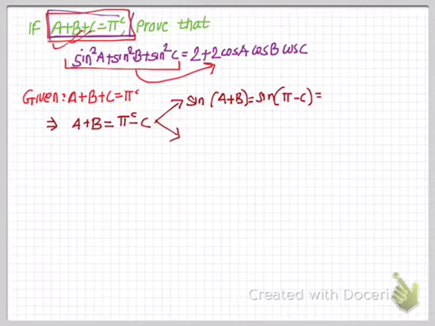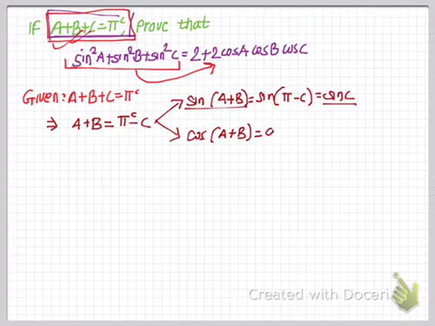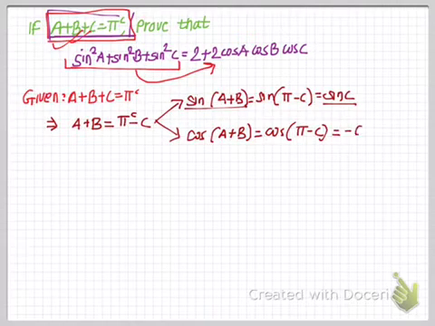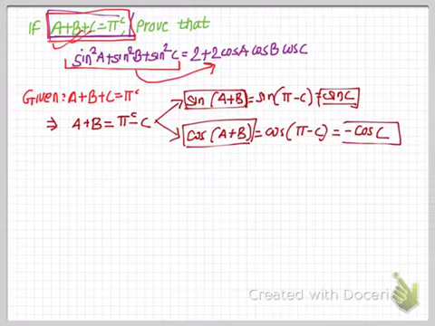We know that sine (pi radian minus C) is equal to sine C. So we can simply say sine (A plus B) is equal to sine C. Similarly, if I operate both sides on cos, I get cos (A plus B) is equal to cos (pi radian minus C), and cos (pi radian minus C) we know is equal to minus cos C. So we can derive the conclusion that sin (A plus B) is equal to sin C and cos (A plus B) is equal to minus cos C from our given condition.